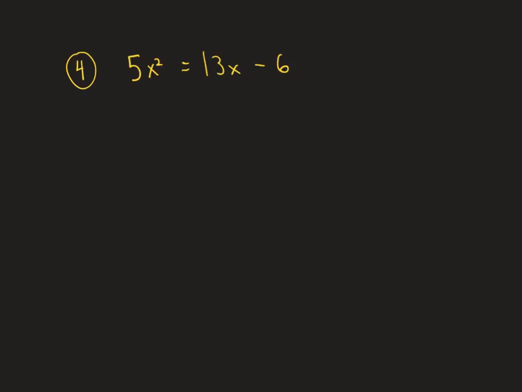Number 4, 5x squared equals 13x minus 6. I'm going to start off by setting this equal to 0. And in this case, we're going to move everything to the x squared side. The x squared here, we want to move everything to its side. So the 13x that's on the right of the equal sign, we're going to move to the left. The negative 6, we're going to move to the left also. So subtracting 13x, adding 6.